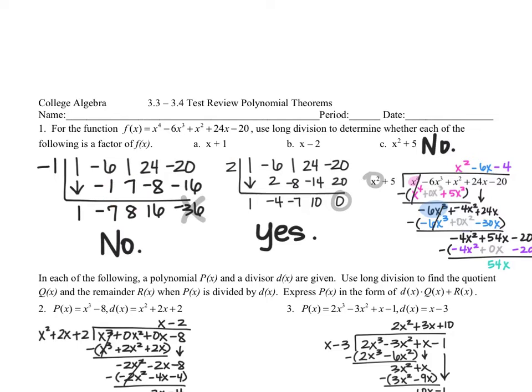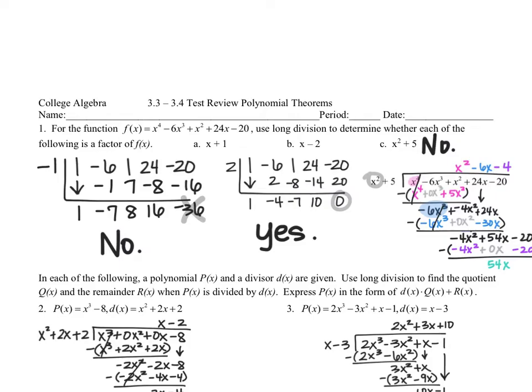So I did that for A and B, and since my remainder for A was negative 36, I know that negative 1 is not a 0, and the factor x plus 1 is not a factor of the polynomial. For example B, I used synthetic division again. I got a remainder of 0, which means that 2 is a 0 and that x minus 2 is a factor of the original given polynomial.